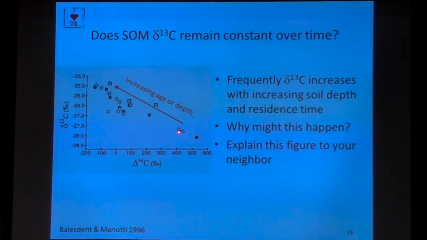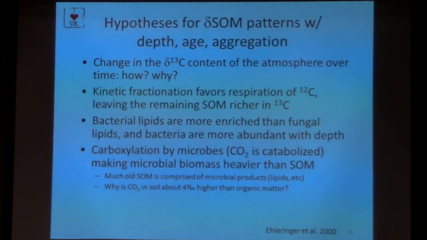So this is the young, fresh stuff, and this is the older pre-bomb carbon. And we can see that, again, the delta C13 value of those organic matter pools are increasing with age. Okay, good. So Jim Elringer in 2000 wrote this nice little review paper with a couple of postdocs and summarized a number of these different hypotheses to try to help explain why the delta C13 value of organic matter increases with age, with depth, and with the insides of the aggregates.